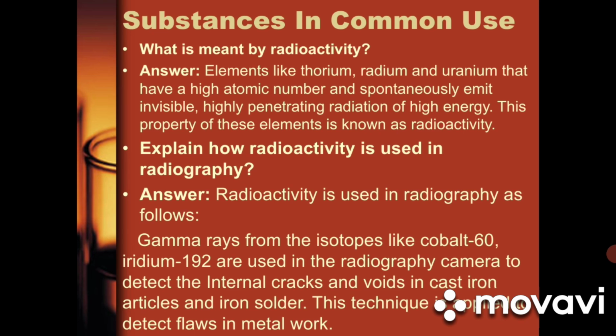Explain how radioactivity is used in radiography. Radioactivity is used in radiography as follows. Gamma rays from the isotopes like cobalt-60, iridium-192 are used in the radiography camera to detect the internal cracks and voids in cast iron articles and iron solder. This technique is applied to detect flaws in metal work.